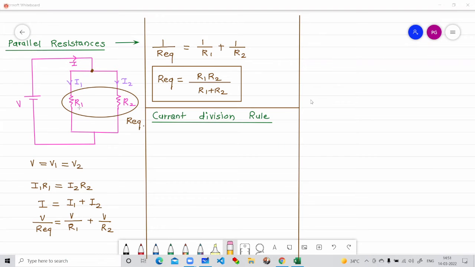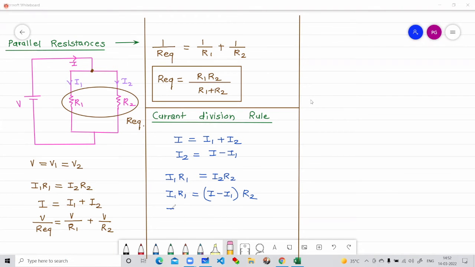Let us say we want to know I1 in this particular case. So now what we know, yes, I is equal to I1 plus I2. Okay, so for I2 what can I write? For I2 I can write I minus I1. Now because the resistances are in parallel, you are writing I1 R1 is equal to I2 R2. So let's put in the value of I2. I1 R1 is equal to I minus I1 into R2.